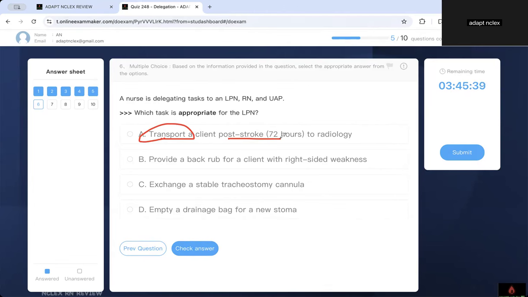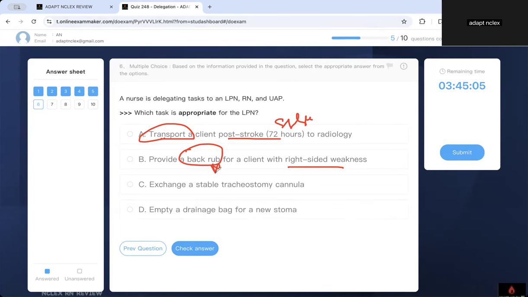It's like talking to you. Transport a client. So the main idea is about transporting a stable patient. I put the stroke there to confuse you, to trap you, to make you think critically. Provide back rub, ADL, right? Even though you have right-sided weakness, it's not the problem. The action is what? You are delegating the action, not the patient. The action, that task that needs to be done, is what is delegated.